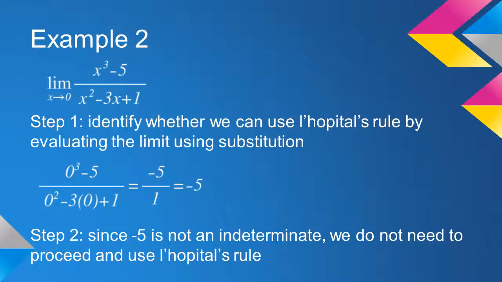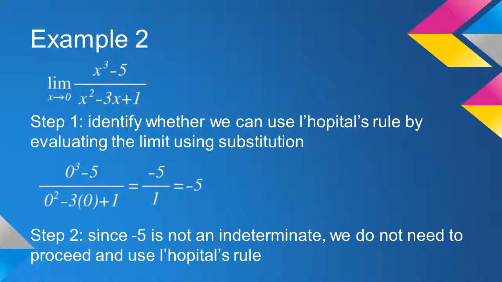Alright, our second example is the following. The limit as x approaches 0 of x cubed minus 5 over x squared minus 3x plus 1. So the first step is again to identify if we can use L'Hopital's rule. Don't skip this step. This is a very important step, as I previously mentioned in my important notice. So when we substitute 0, we get 0 cubed minus 5 over 0 squared minus 3 times 0 plus 1. And that is going to simplify to negative 5.